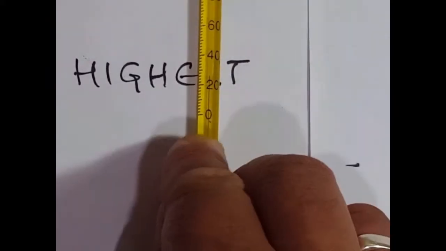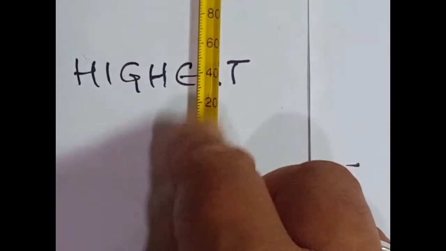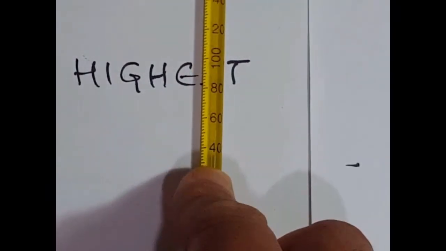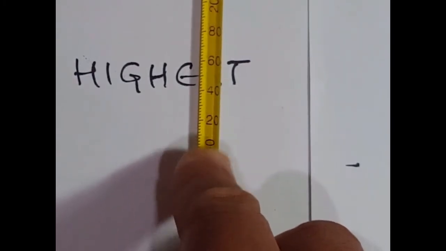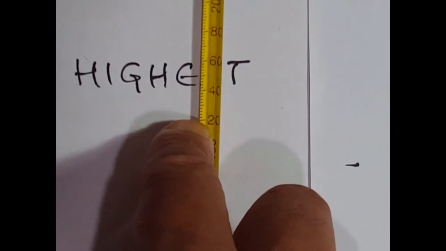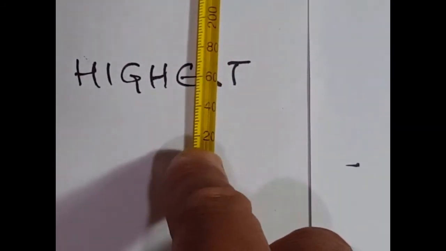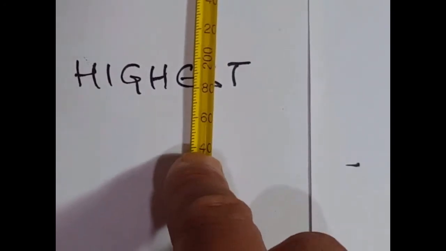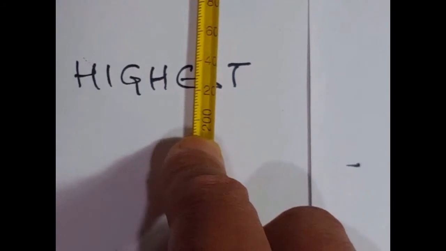So the minimum temperature that this thermometer can measure is 0 degrees. And let us now find out what is the highest temperature it can measure. So here is 20, plus 20, plus 40, plus 60, plus 80, plus 100 degrees, plus 120. Now remember, after 100, they will not write 120 for 120. We have to add 20 to this 100. So this is 120 degrees, 140, 160, 180, and this is 200 degrees.